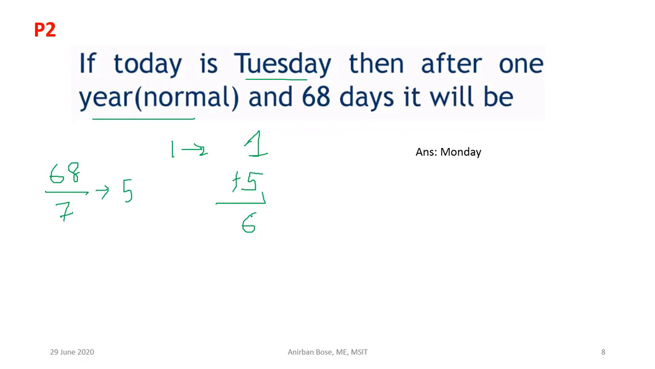Okay, so from Tuesday, if you consider 7 odd days, it will become Tuesday again. So 6 odd days mean 1 day before that, that means Monday. So answer is Monday.